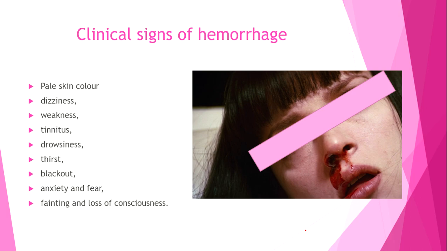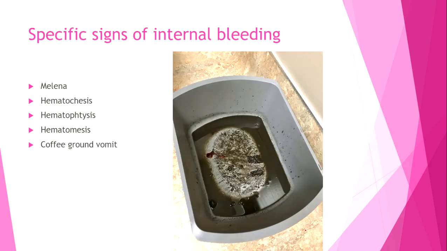Clinical signs of hemorrhage. We have seen pale skin color, dizziness, weakness, tinnitus, drowsiness, thirst, blackout, anxiety and fear, fainting and loss of consciousness. Specific signs of internal bleeding: melena, hematochezia, hemoptysis, hematemesis, coffee ground vomit. In this picture I show you a typical view of coffee ground vomit. You must remember this picture because if you become a surgeon, you will see this picture a lot.